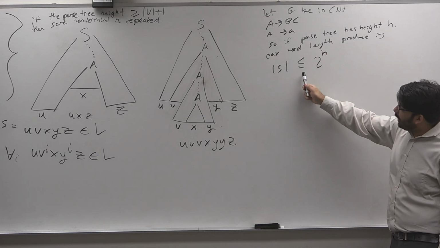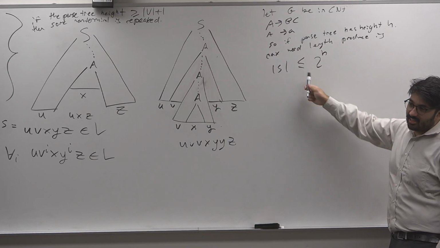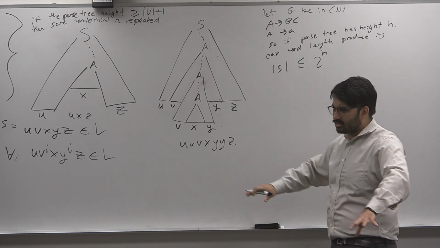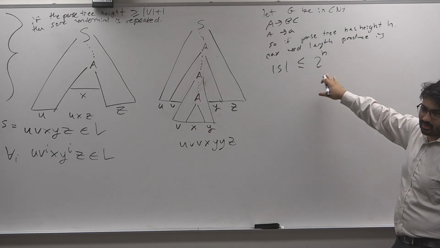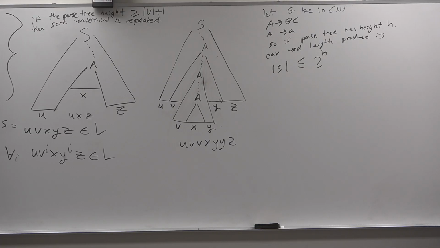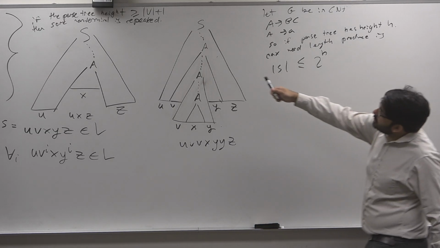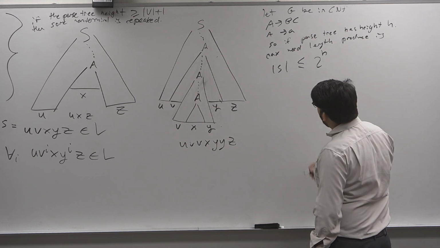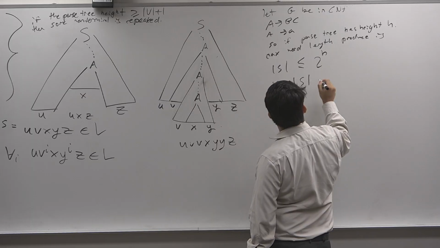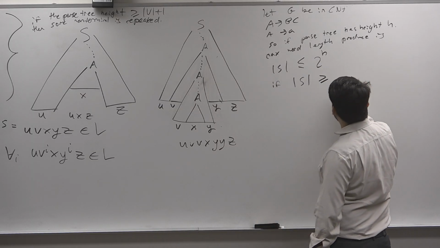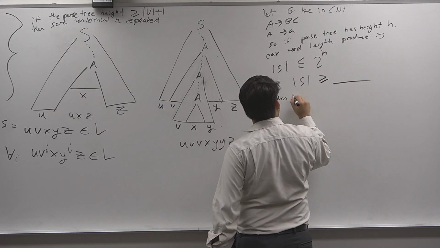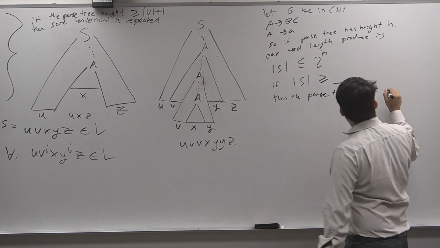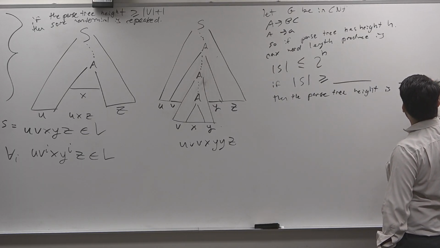Now, why is it less than or equal to? This isn't a worst case. It could be the case that the first non-terminal goes to 2 non-terminals, and those go to 2 non-terminals, and so on, but it's not necessarily true that this is tight, right? So we want to ensure, again, that the parse tree height is greater than or equal to v plus 1. So if the length of s is greater than or equal to something, then the parse tree height is greater than or equal to v plus 1.